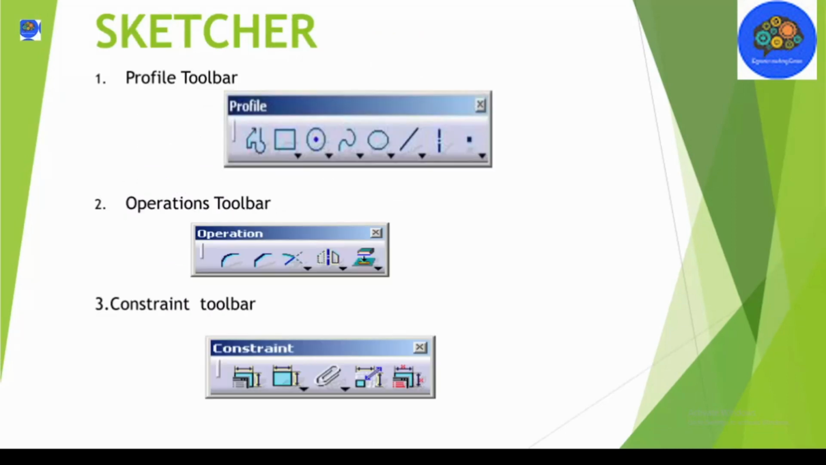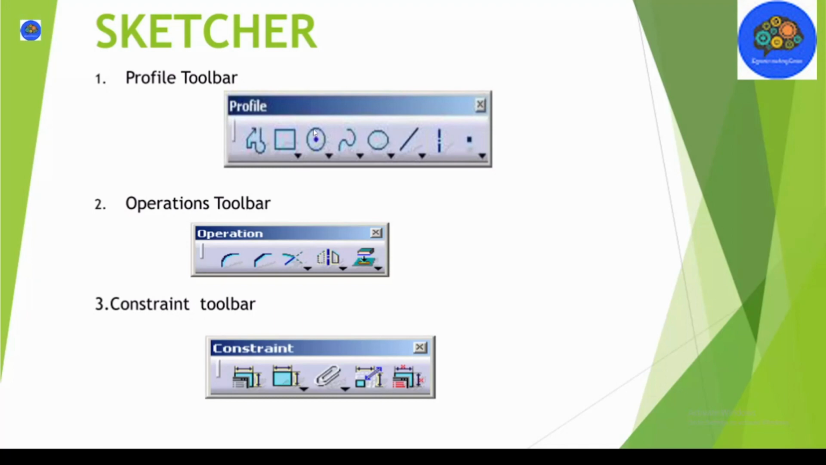The next thing we are going to see is what commands and toolbars are in the sketcher module. In the sketcher module, there is the profile toolbar. Profile means a number of profiles can be created by using this profile toolbar. This is the profile option. This is the rectangle option. You can see an arrow mark right below the rectangle option. Not only rectangles, a number of shapes can be created by using this command, and they can be opened by clicking this icon.